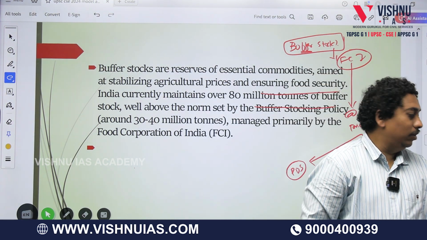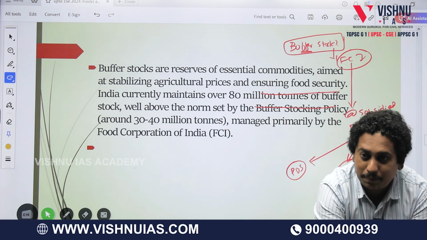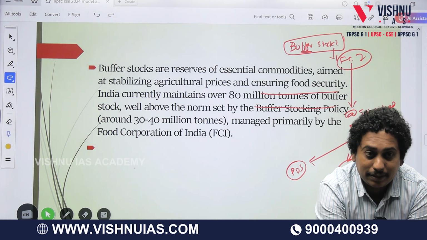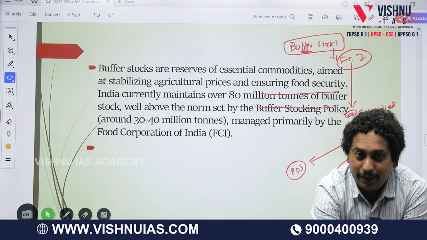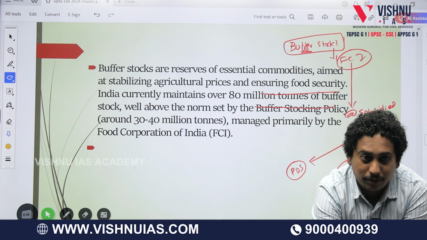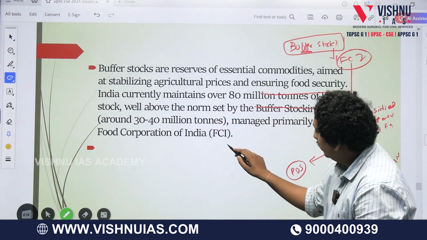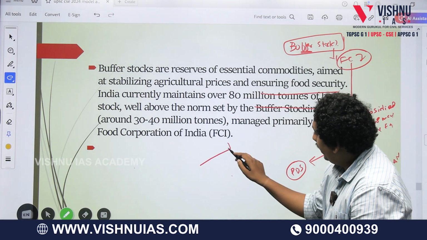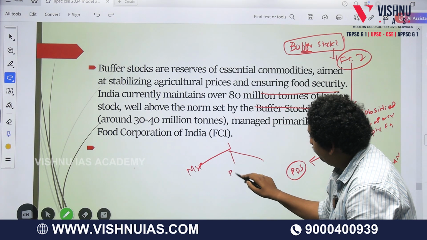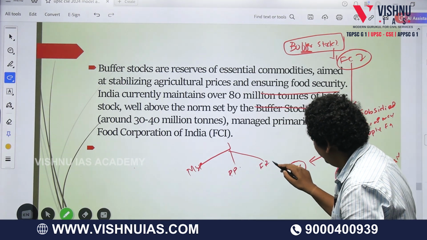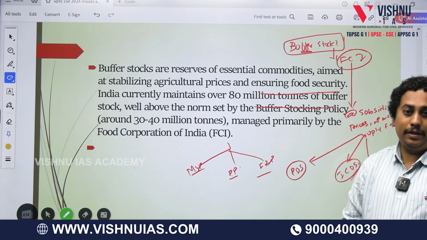Buffer stock, no doubt we will procure the produce by paying some prices: minimum support price, procurement prices, and announcing FRP. FRP the government will not pay, remember. Fair and remunerative, three types of prices. Got it? In agriculture, we will pay three types of prices. One is called MSP, one is PP, the other is called FRP. Minimum support price, procurement price, and fair and remunerative price.